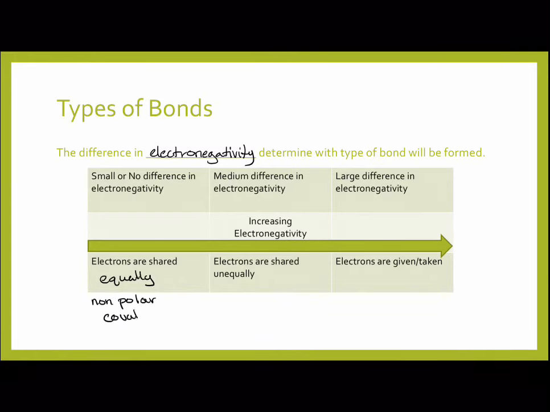This is called nonpolar covalent bonds. If there is a medium difference in electronegativity, then the electrons are still going to be shared, but unequally. This is called a polar covalent bond. If there is a large difference in the electronegativity of the two atoms, then the electrons are going to be given or taken. So this is ionic bonds, and this is what happens between metals and nonmetals.